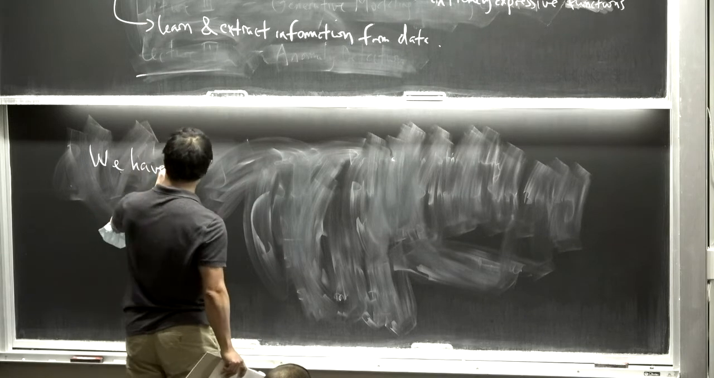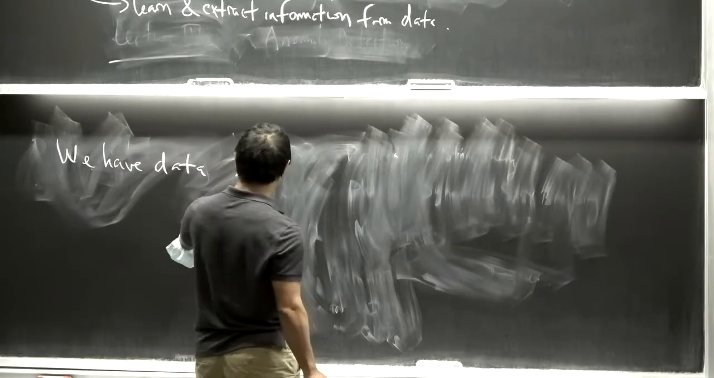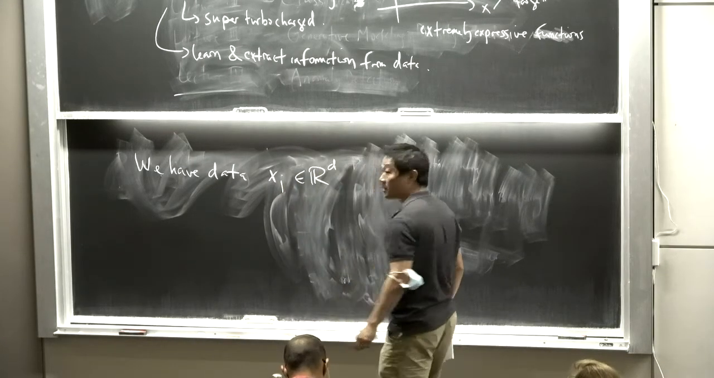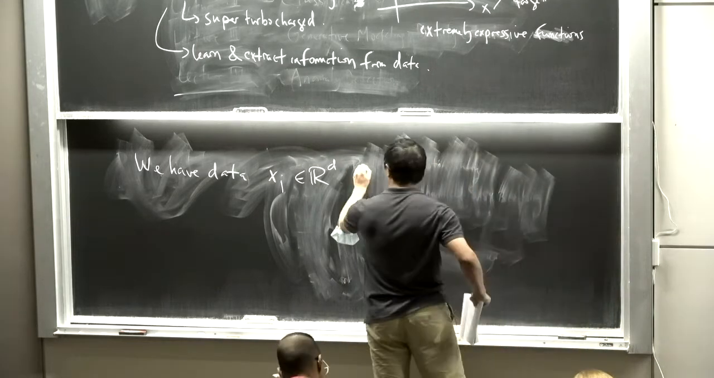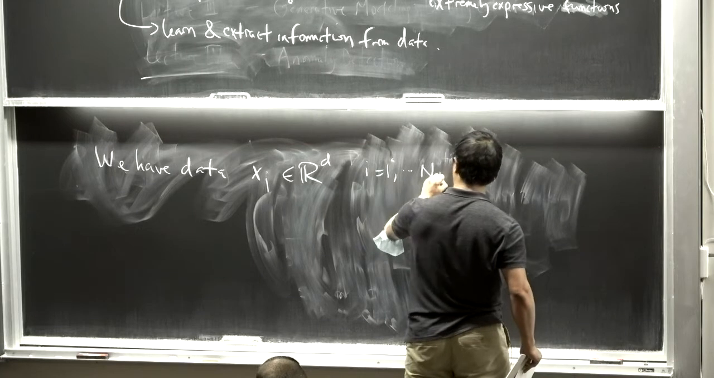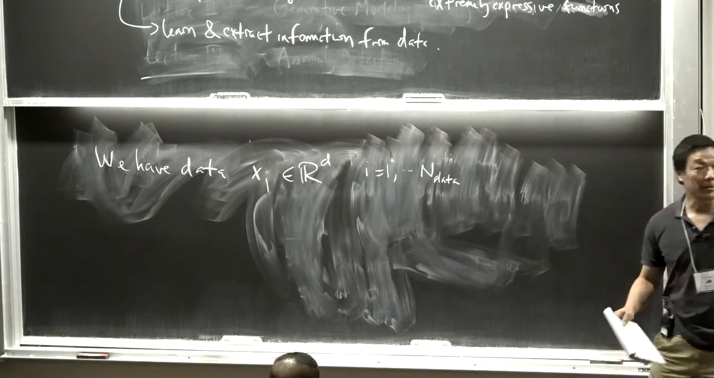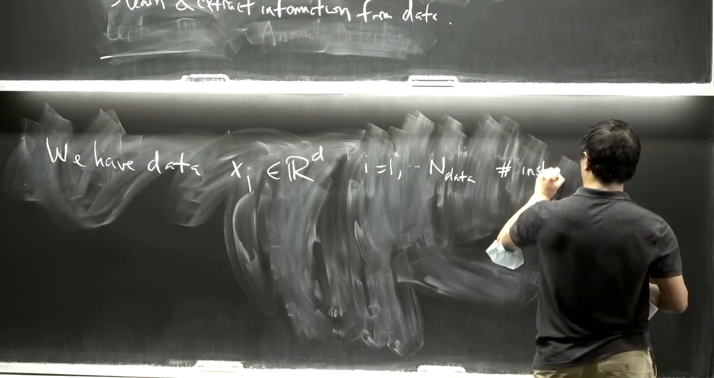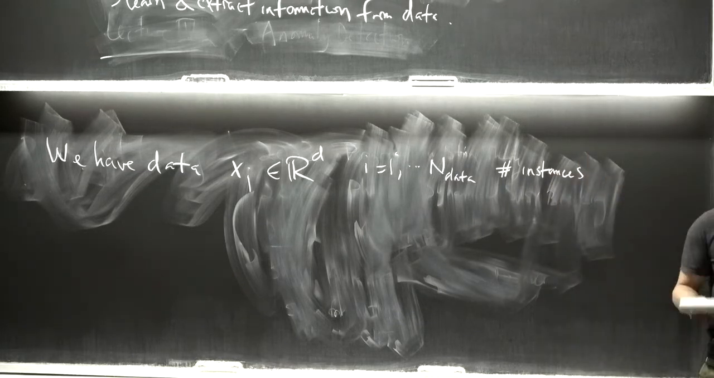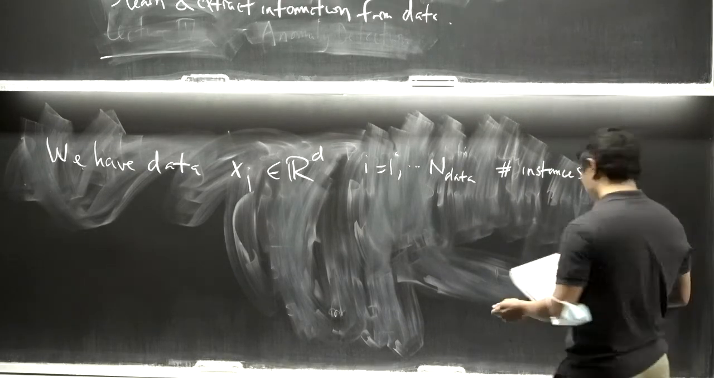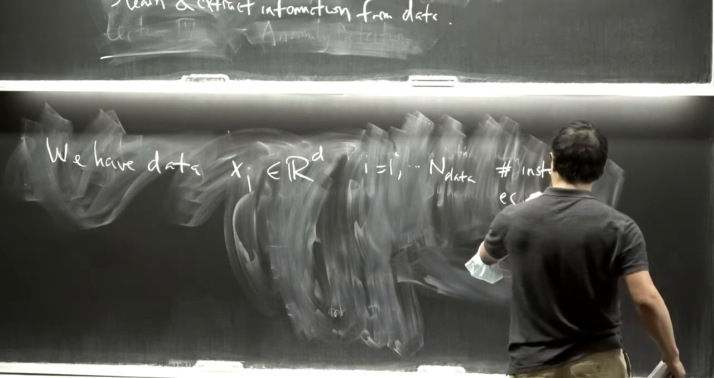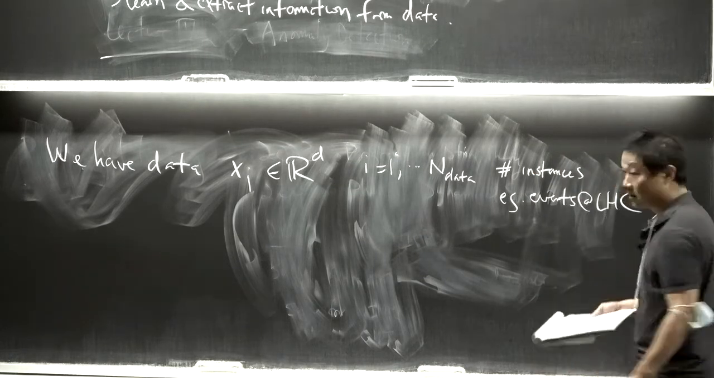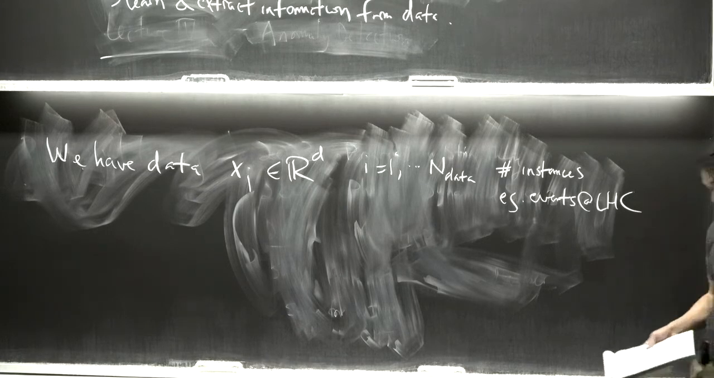Okay, so the setup is basically, we have data. Here I'll call it x_i, and it lives in some dimensionality of feature space. So i runs from 1 to N data, the number of instances in the data. In case that's too abstract, just think of it as the number of events at the LHC. Or in real life applications, images of cats and dogs.